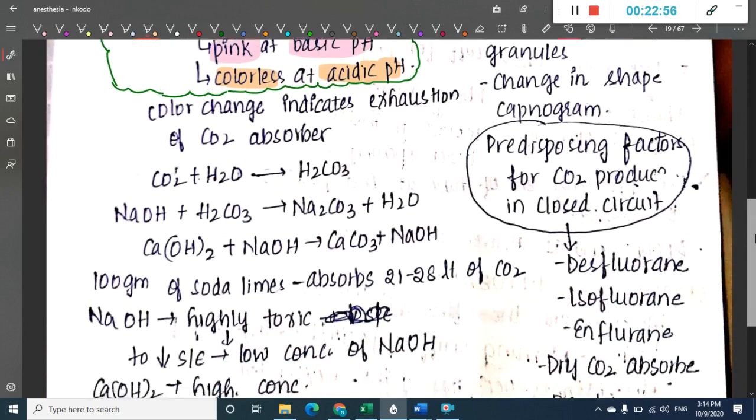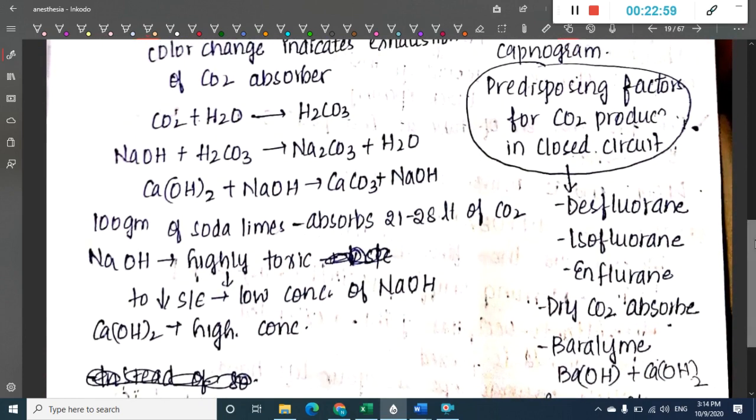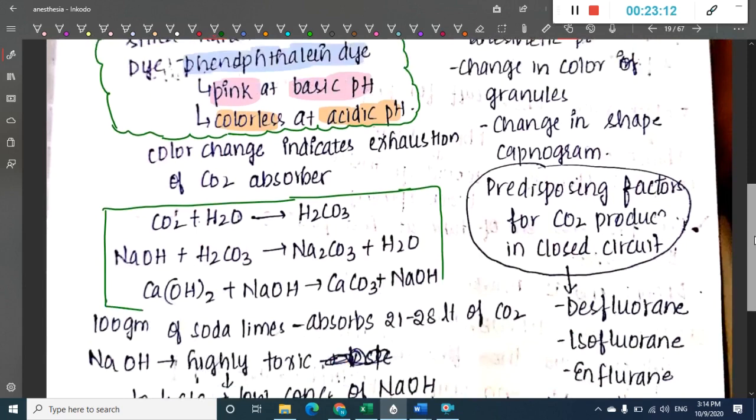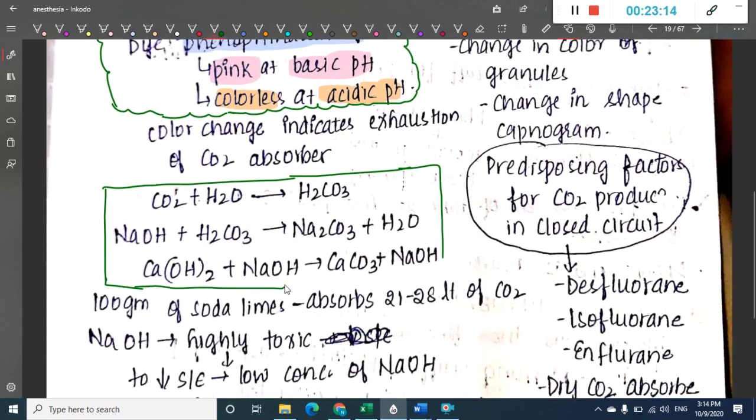Okay, now what are the reactions that occur? These reactions are also important. Carbon dioxide will combine with water. There is almost 11 to 18% of water present. So this carbon dioxide first combines with water and forms H2CO3, right? This H2CO3 will combine with NaOH and form Na2CO3 and H2O.